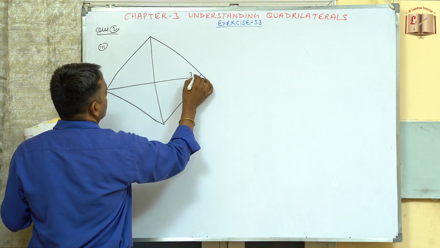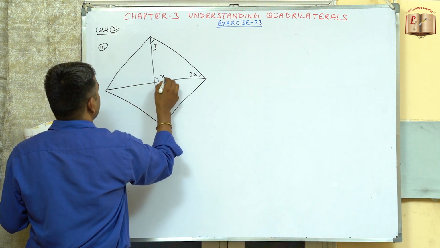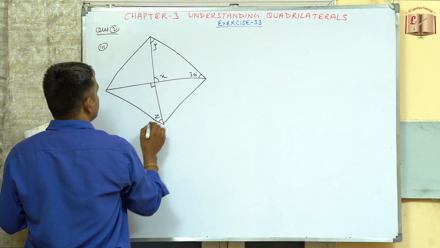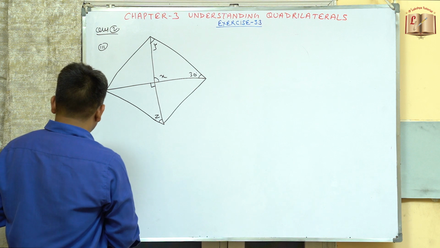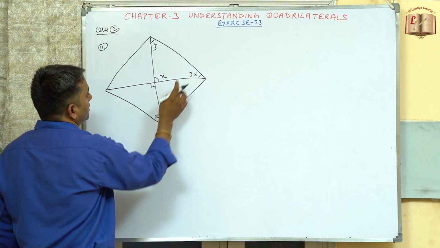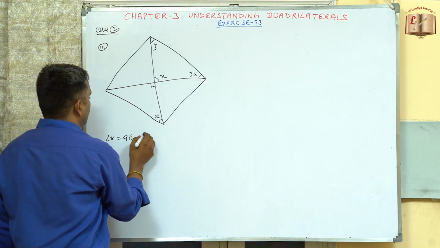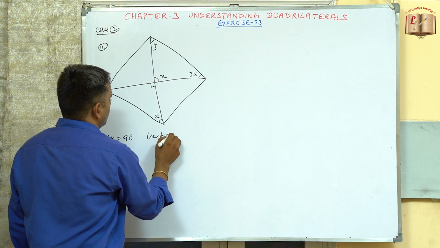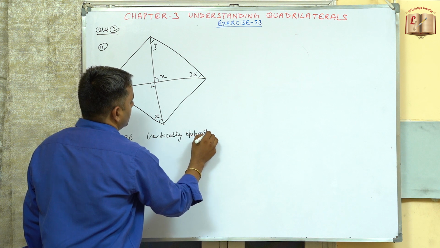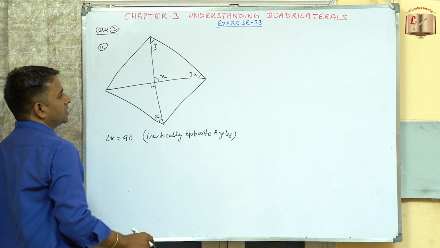So this angle is given to us, this is 30 degree, and here it is y, this is x, and this is 90 degree, and here it is z. So we need to find out x, y, z. So from here we got in this triangle, angle x will be equal to 90 degree because these are vertically opposite angles. So we got x as 90 degree.